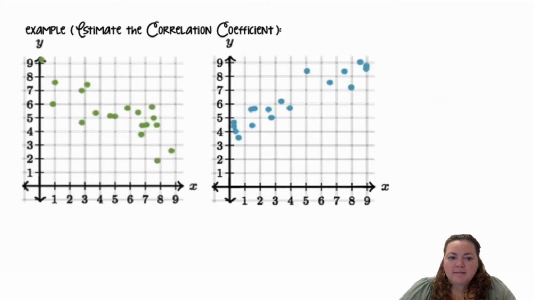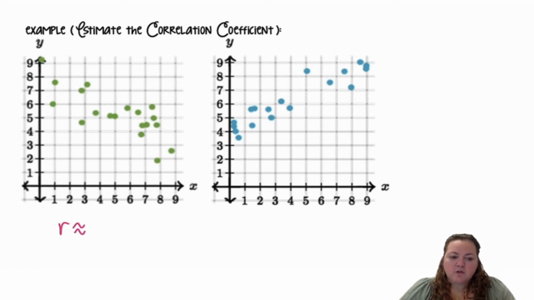All right, estimate the correlation coefficient. So we have two scatter plots here. And just looking at the scatter plot, what would you estimate the correlation to be? This is going to take a lot of practice to get good at. So you're looking at how spread out those dots are.